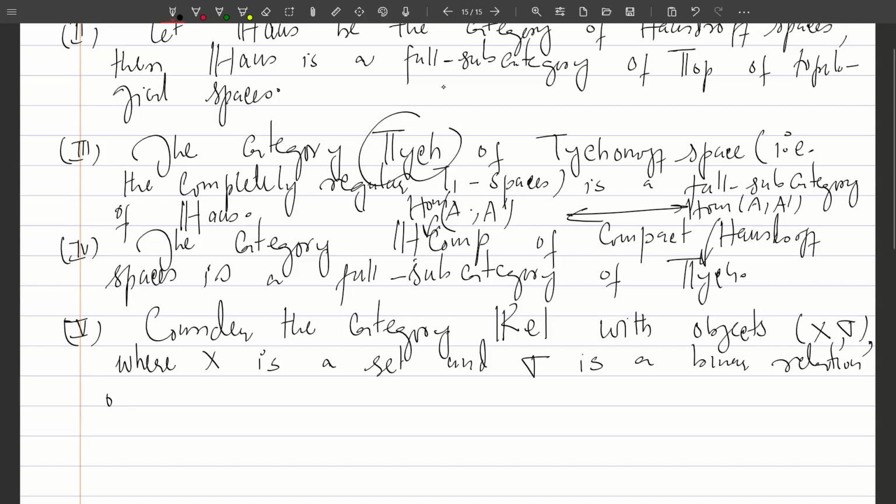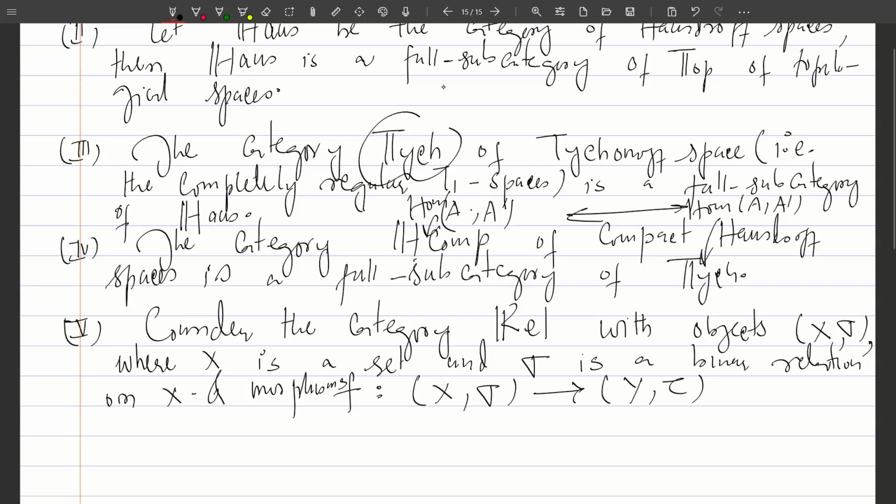So it's a binary relation on X. And the morphisms here are, if we take a map f between the objects, say (X, sigma) to, say, (Y, tau). So this sigma is a binary relation on X and tau is a binary relation on Y. So this is a morphism if it is a relation preserving map.